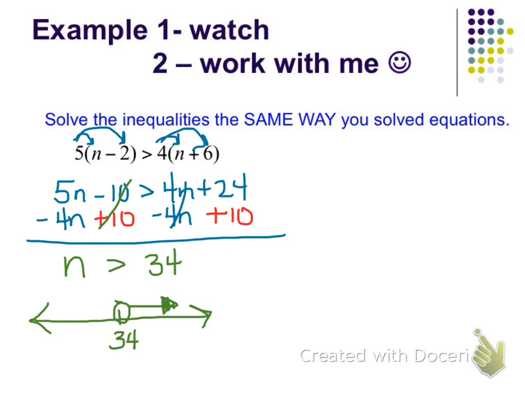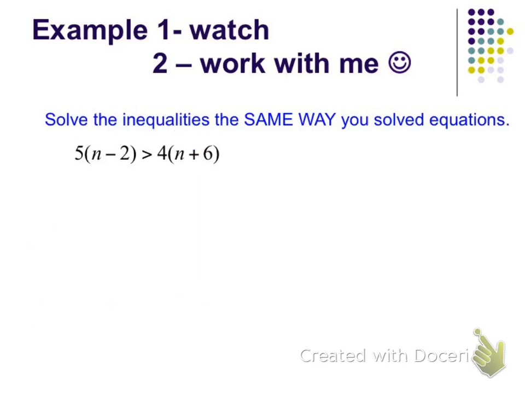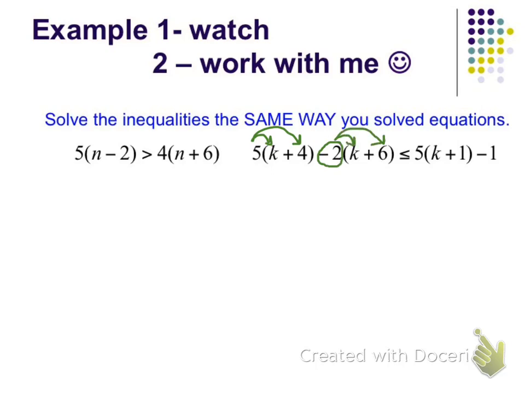So let's try one. This one's a little bit more difficult. So let's try this. Work this out with me. So we will be distributing the 5. We will be distributing the -2. And on the right-hand side, distributing another 5.